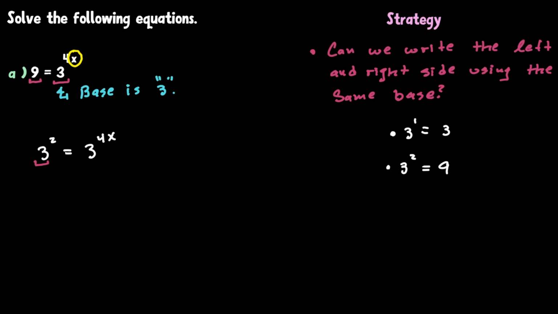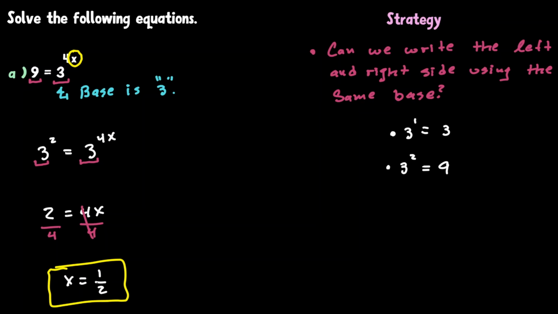And now that the left and the right-hand side both have the same base, what can we do? We can set the exponents equal to each other. And now we can solve for x. We can divide by 4 on both sides. So we have solved this equation. Now let's take a look at example B.